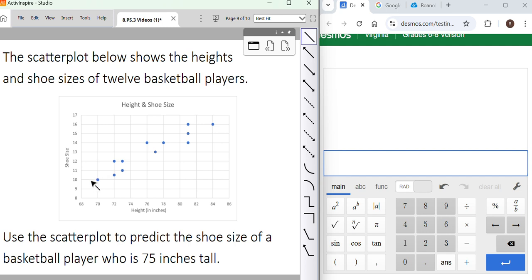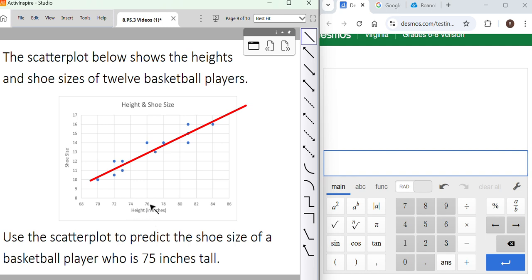Well, the first thing you have to do that is draw yourself a trend line. Like I said, try to make sure you've got the same number of points above as you do below. There you go. I think that's a pretty good trend line right there. And it says it wants me to predict a shoe size for somebody who's 75 inches tall.